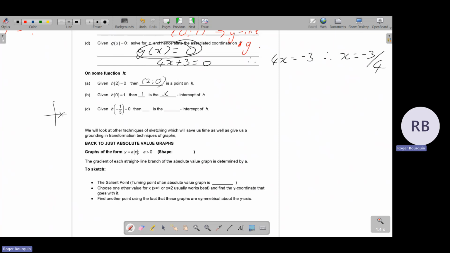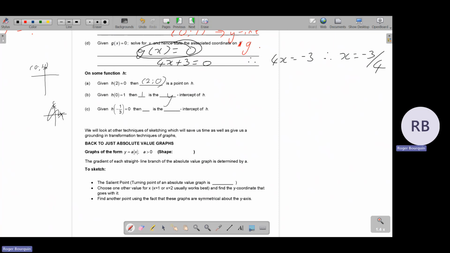Am I right? No, wrong way around. Okay, so y-intercept. h of 0 is 1, that's over there. My bad. So (0, 1) is a point on the graph. That's what we've worked out. So (0, 1) is that. So 1 is the y-intercept.